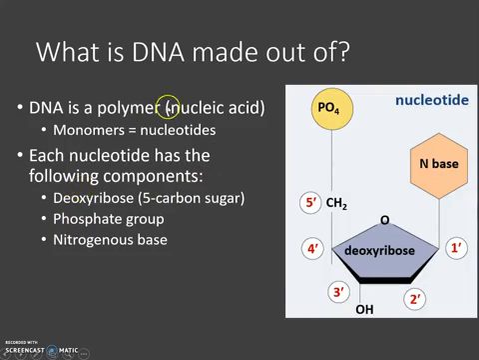So DNA is a polymer. As we mentioned, it is a type of nucleic acid, and nucleic acids were one of the macromolecules that we talked about at the very beginning of this semester. A polymer is made up of monomers, and in DNA, the monomers are nucleotides. This is a picture of a generic nucleotide. All nucleotides have a 5-carbon sugar called deoxyribose, a phosphate group, and a base that contains nitrogen. We call this a nitrogenous base or just the base.